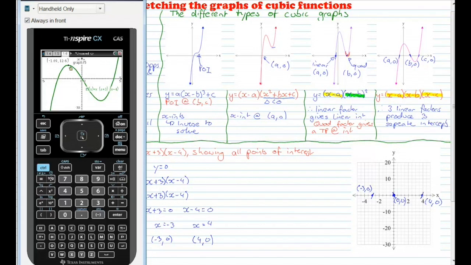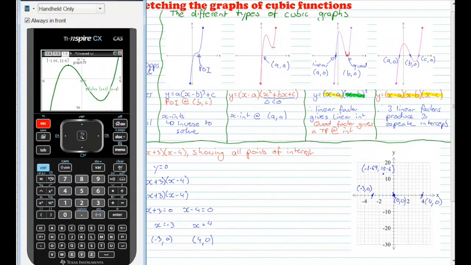So what we're going to do is plot that point over on the graph. So negative 1.69, which is roughly here, and 12.6, which is going to be roughly here, and we write out negative 1.69, 12.6.